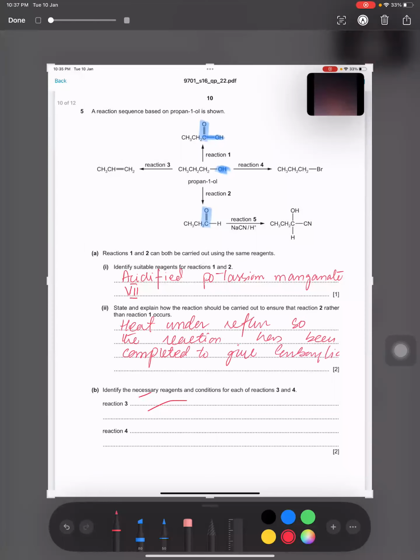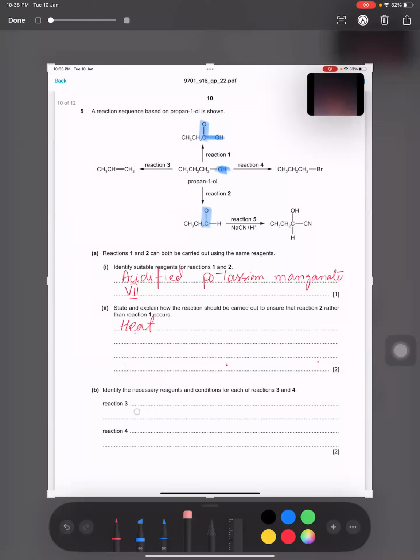Sir, they're asking about reaction 2. State and explain how the reaction should be carried out to ensure that reaction 2 occurs. If you want aldehyde to form, then we don't need to heat under reflux. What we need to do is heat and distill the product, right? Sorry, my bad.